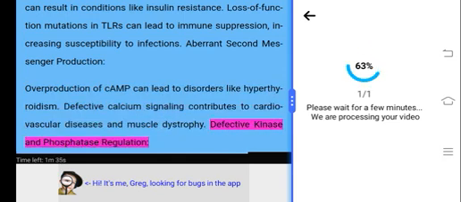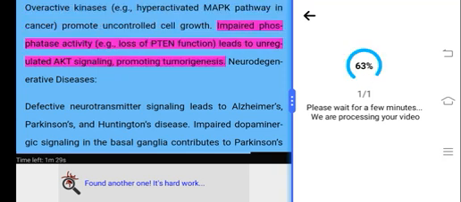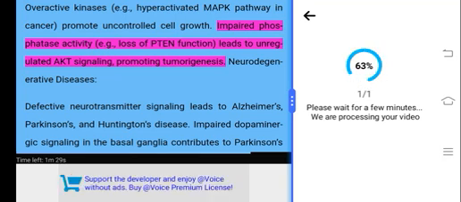Defective kinase and phosphatase regulation. Overactive kinases, e.g., hyperactivated MAPK pathway in cancer, promote uncontrolled cell growth. Impaired phosphatase activity, e.g., loss of PTEN function, leads to unregulated AKT signaling, promoting tumorigenesis.